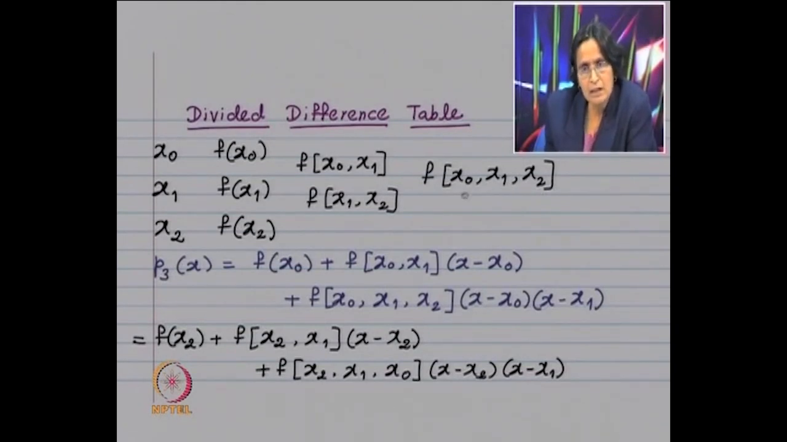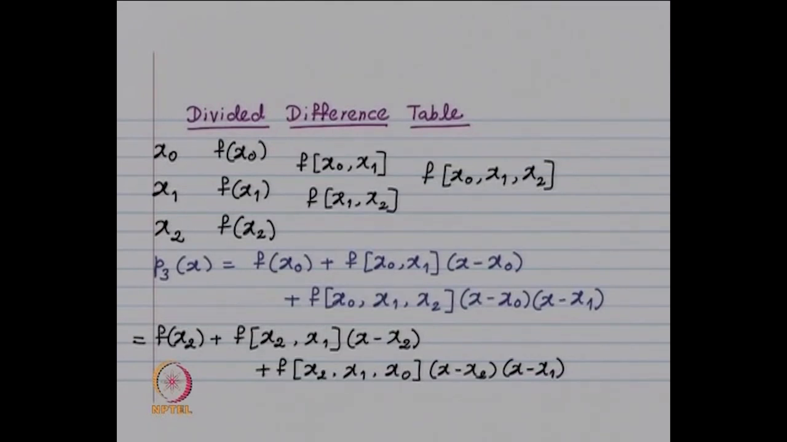Now, instead of taking the interpolation points as x 0, x 1, x 2 in that order, if you take the order x 2, x 1, x 0, then you will have f x 2 plus this divided difference into x minus x 2 plus this divided difference into x minus x 2, x minus x 1. It is going to be the same polynomial. It is just that this will be forward formula and this will be backward formula, but the interpolating polynomial is going to be the same.